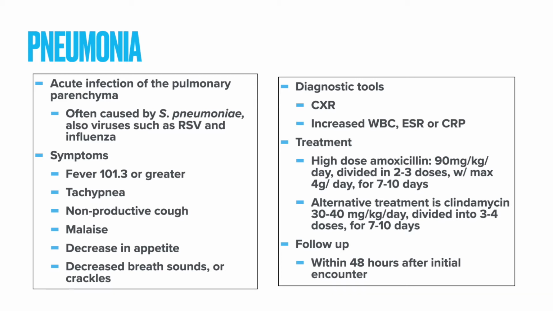Generally, the treatment of choice is high-dose amoxicillin, and that's 90 mg per kg, divided into 2 or 3 doses per day with a maximum of 4 grams a day. And the need for such a high dose of antibiotics is due to the concern for antibiotic resistance.